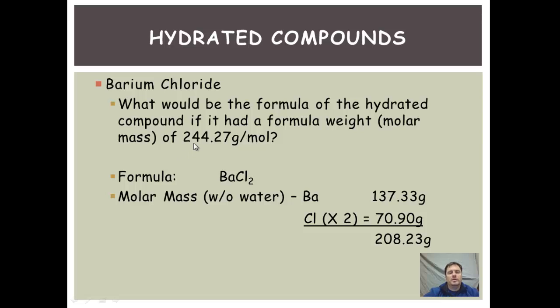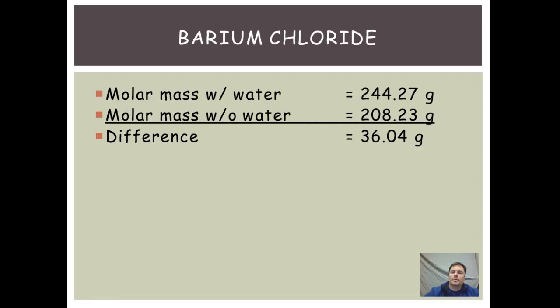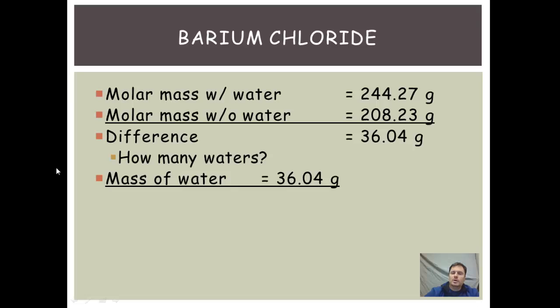So the difference between this number and this number must be the water. So we do a little subtraction between the two and we come up with 36.04 grams. That's how much the water weighs. Well, 1 molecule of water, we know, weighs 18.02 grams. So if we take 36.04 divided by 18.02, that means we come up with 2. So for every molecule of barium chloride hydrate, we have 2 molecules of water. For every mole of barium chloride, we have 2 moles of water.